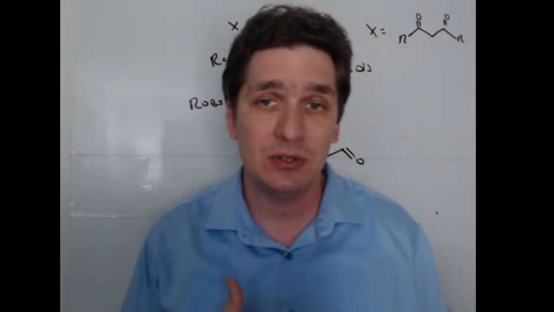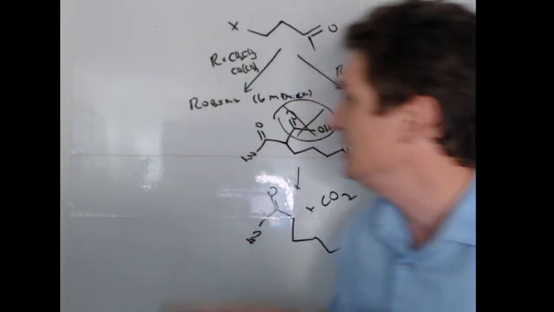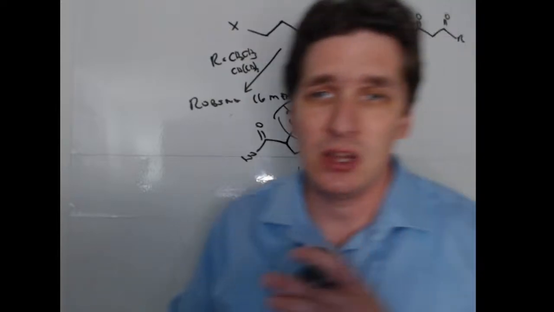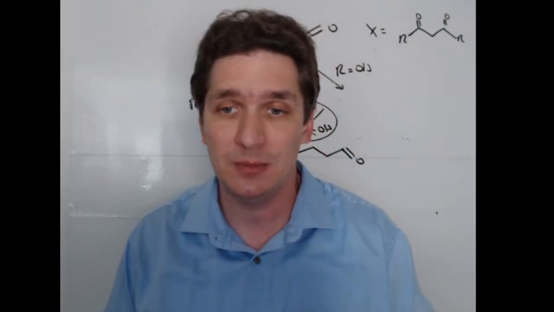Now, you can get subsequent, and you will get subsequent elimination with the Robinson annulation because you're under basic conditions. It's always the alcohol eliminating towards the alpha carbon.